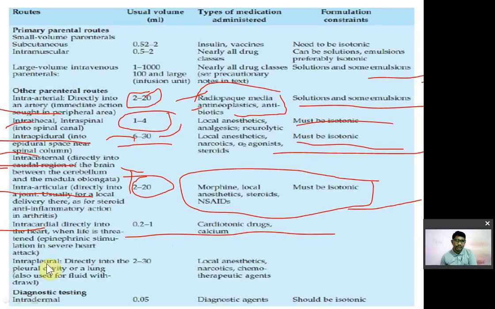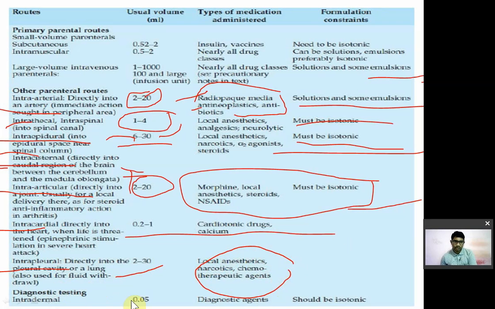by intracardiac route. Now intrapleural, pleural means what? Pleural cavity. So pleura is related with your lungs. Okay, so the injection is given directly into the pleural cavity of the lung. Also this can be used to withdraw the pleural fluid from the lungs for diagnosis or examination. So what is the amount? 2 to 30 ml. Mostly drugs like local anesthetic, narcotic, and antibacterial are used.